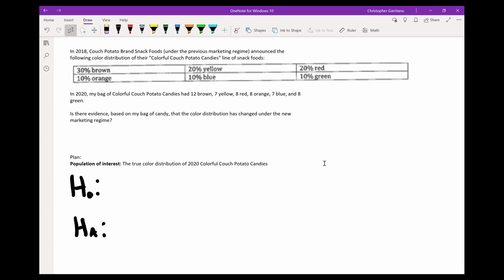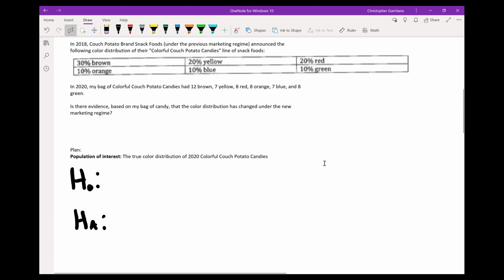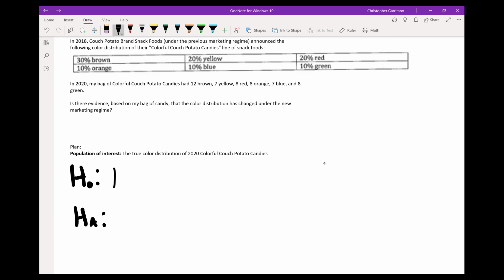But first, a null hypothesis. So remember, in previous hypothesis tests, we basically assumed status quo, right? So we assume that nothing has changed. And that's going to be the same thing here. We are going to assume that the true proportion of brown is 30%, the true proportion of yellow is 20%, the true proportion of red is 20%, so on and so forth. So you might be thinking, okay, that's going to be a lot of writing. So you might say P subscript B for brown is equal to 0.3.